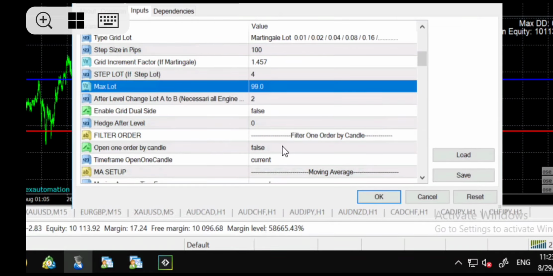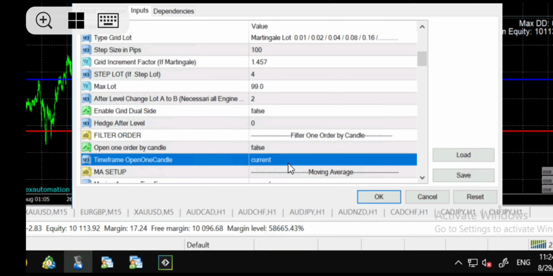Step 1 order by candle. This is saying the next step will only open when the next candle opens. Let's say we're on a 5 minutes time frame, and the first order opens on the first candle. The next order will open after the closure of the first candle, that is, in 5 minutes interval. Then it is asking on what time frame. We are saying on the current time frame. So if this EA is attached to a 4-hour time frame, do not be surprised, it will wait for 4 hours before the next position will open.